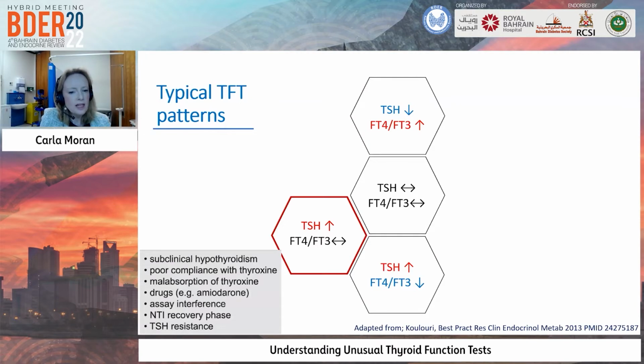A raised TSH with a T4 in the normal range can be due to subclinical hypothyroidism. It can occur due to poor compliance with thyroxine or malabsorption of thyroxine. Medications such as amiodarone could cause this pattern. Assay interference can cause it. Non-thyroidal illness in the recovery phase, and a relatively rare condition where there's a mutation in the gene encoding the TSH receptor, which can result in TSH resistance and can cause this biochemical pattern.